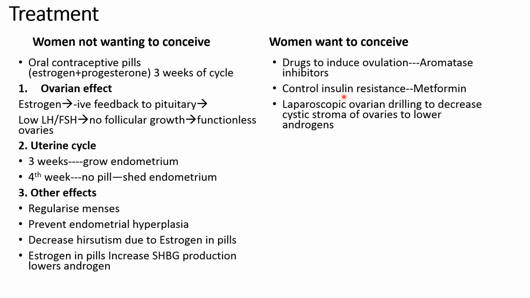They would be given, and then there are methods to control insulin resistance in these women, because insulin resistance is causing diabetes mellitus and also an increase in androgen. So they would be given drugs like metformin, which is a drug for diabetes. They are going to decrease the insulin resistance. Then another method is a surgical method, that is to do laparoscopy to drill the ovaries and to release the stroma, or the tissue of the ovaries that has the cysts in it, because it is producing high androgen. So that decreases that tissue to lower the androgen levels.